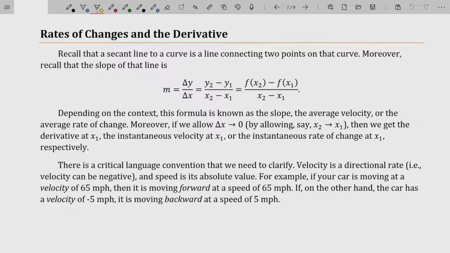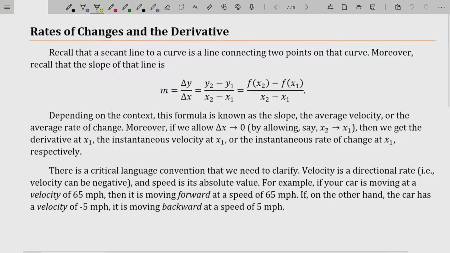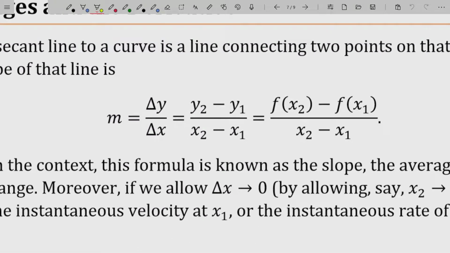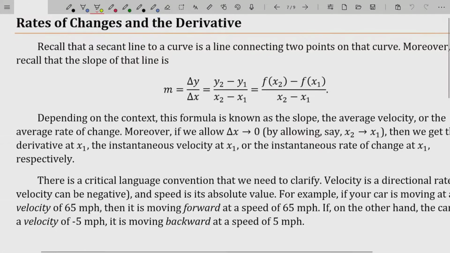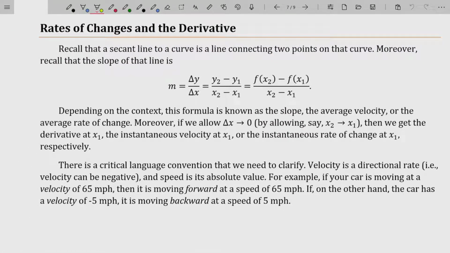So the first one here, we're just going to recall that the secant line is a line connecting 2 points on a curve, and the slope of that secant line is just the slope of the line connecting those 2 points. You can see that formula right there, which is the birthplace of calculus. Essentially, you've been mimicking calculus since you've been in algebra, when you've been learning slopes. Depending on the context, this formula is known as the slope. It is also known as the average velocity.